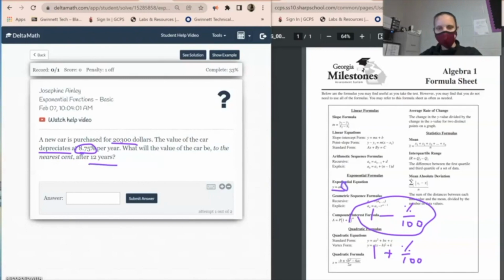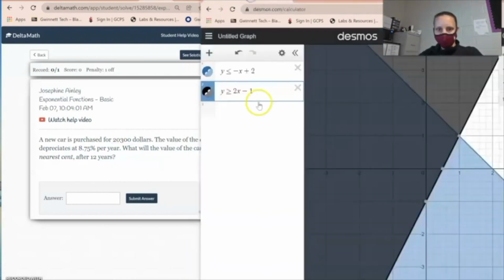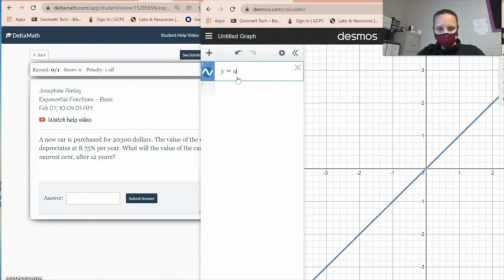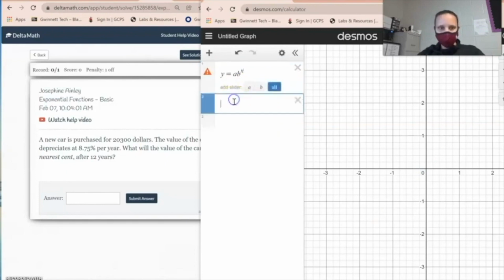All right, so I'm going to do it in the calculator, but I did want to show you what that looks like on your formula sheet. So on the calculator real quick, it is y equals a times b raised to the x power. So I'm just showing you what it is.